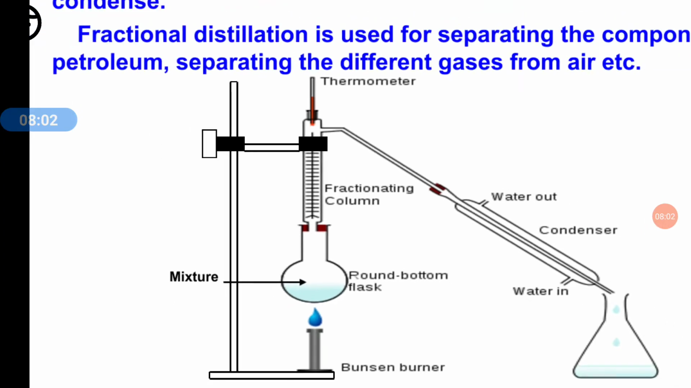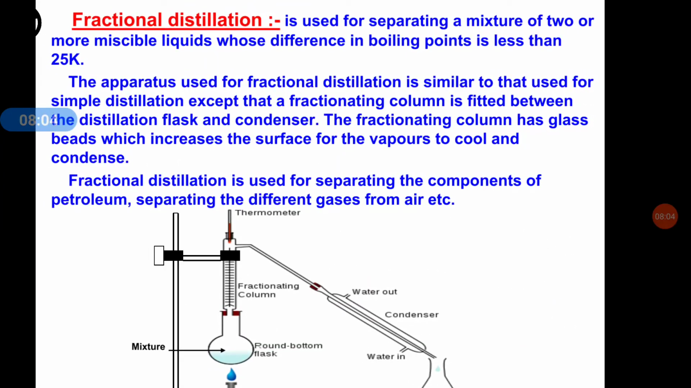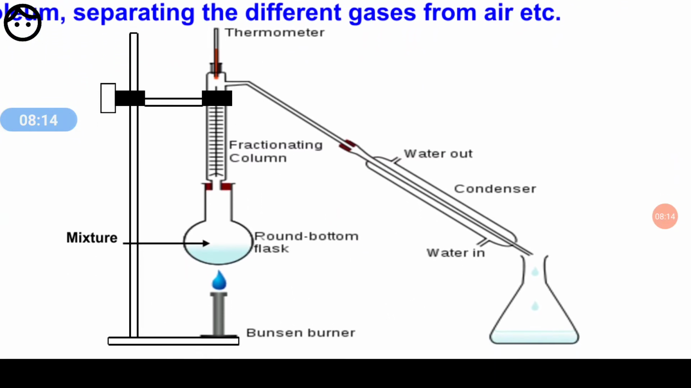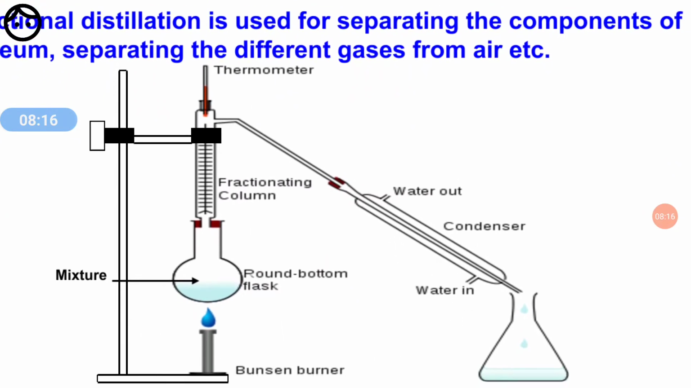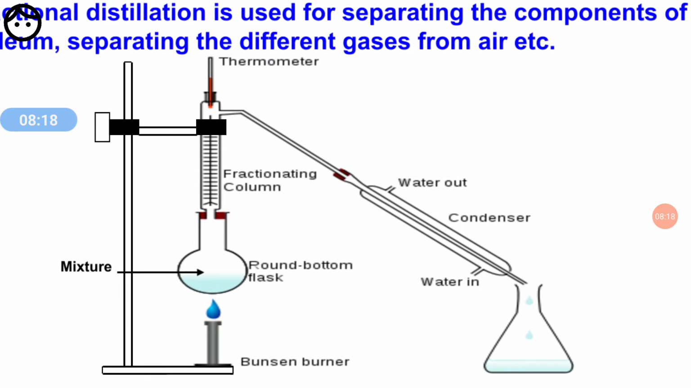Now see, with the help of this fractional distillation method you can separate the components of petrol, you can separate the components of air. Now let's see what is here. In this fractional distillation there is a round bottom flask. In the round bottom flask you have to take the mixture of miscible liquids with different boiling points. You start heating this mixture.